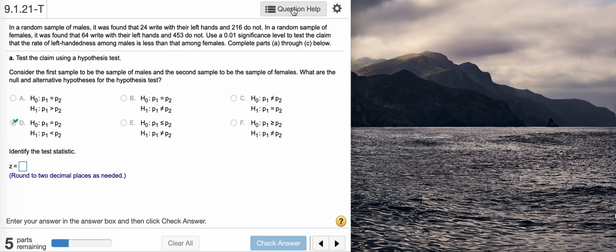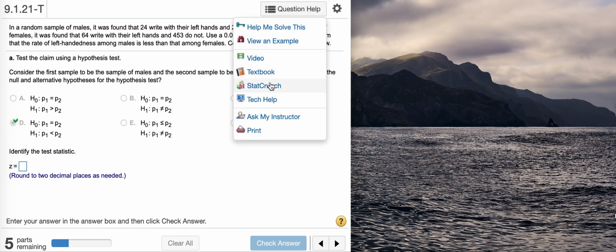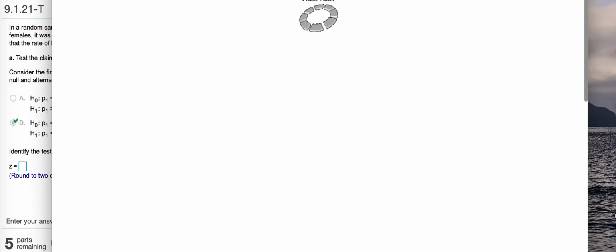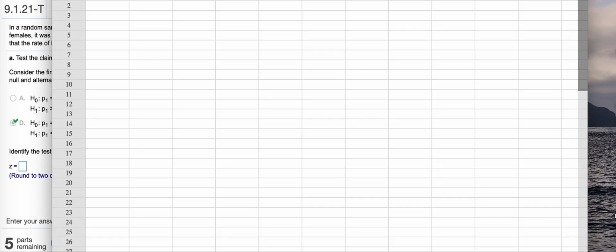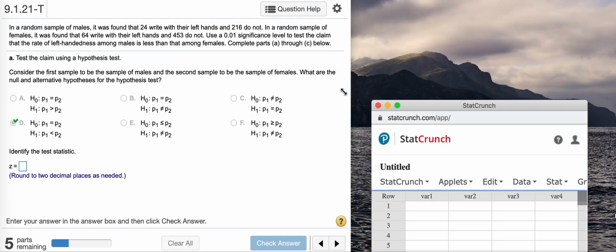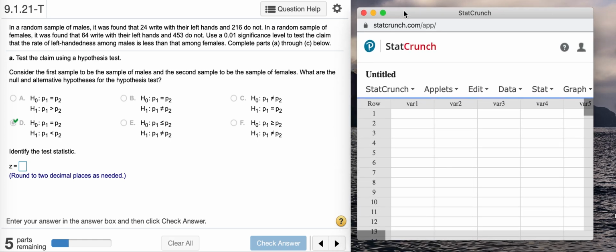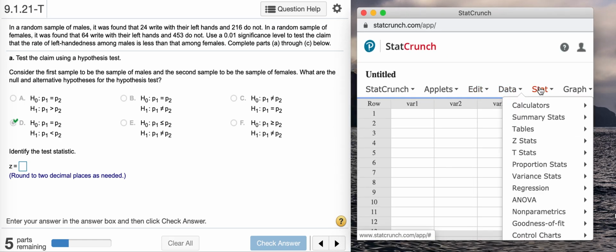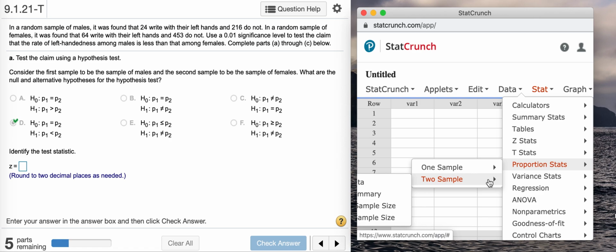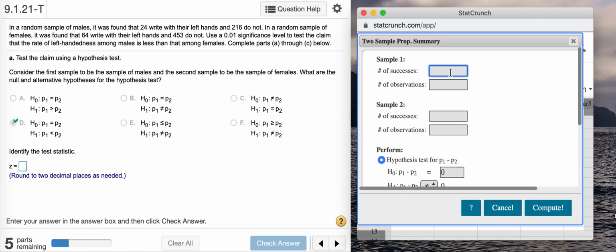So in order to calculate this, I'm going to open up StatCrunch. And I'm going to do a 2 proportion test. So I'm going to go stat, proportion stats, 2 sample, and here I have the summary data. So entering the summary statistics, how many left-handed men do I have? There's 24. And how many men were sampled?